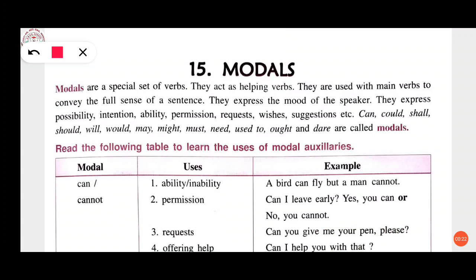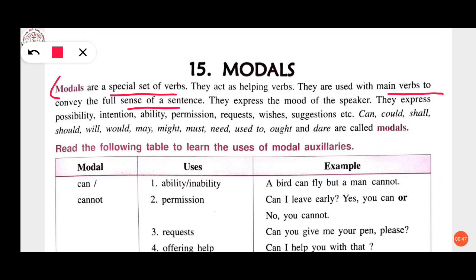Modals are a special set of verbs. They act as helping verbs. They are used with main verbs to convey the full sense of a sentence.